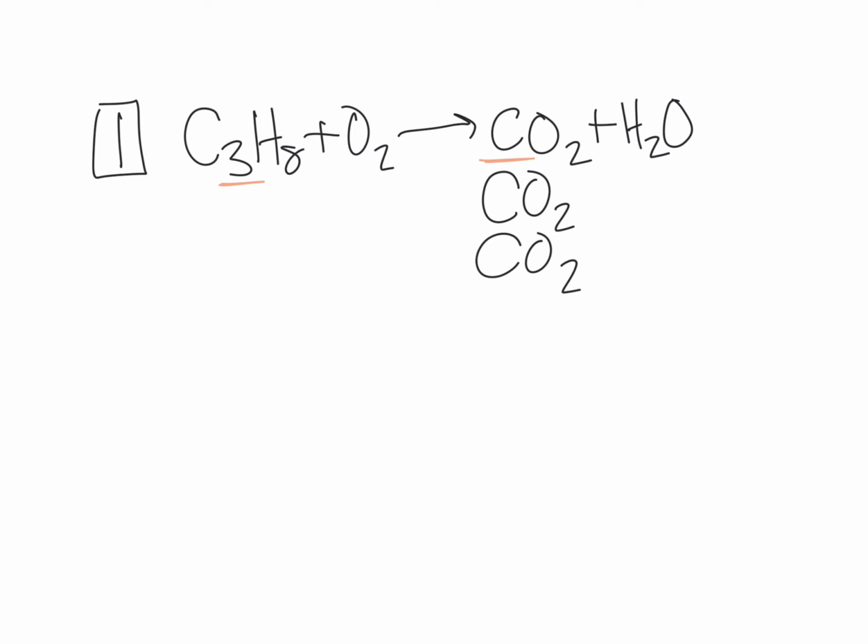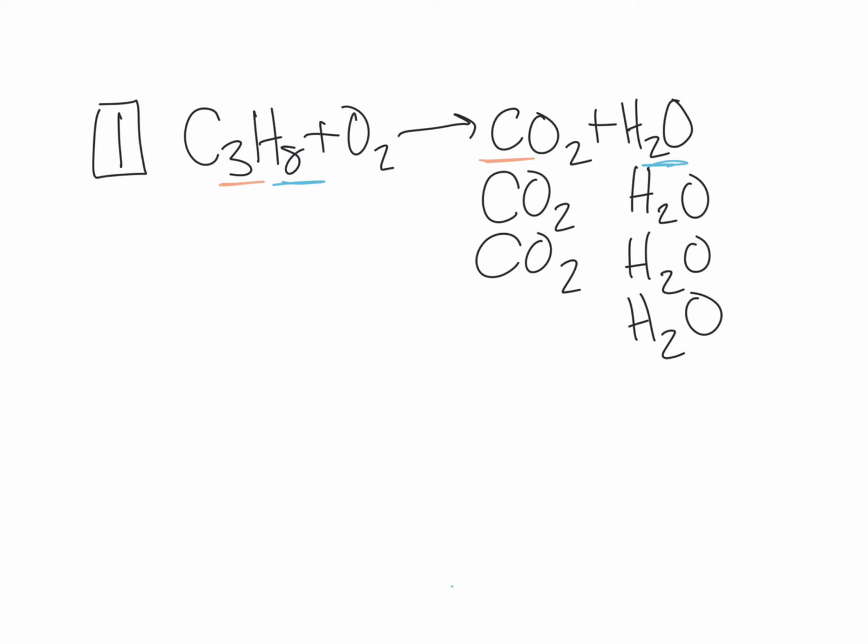The next element I want to look at is hydrogen. You can see that there are 8 hydrogen on the left side and 2 hydrogen on the right. So obviously, the right-hand side is going to need some more hydrogen, which we'll add as H2O. To get the right-hand side all the way up to 8 hydrogens, we're going to have to add 3 more H2O molecules for a total of 4. This means we have 8 hydrogens on the left side and 2, 4, 6, 8 hydrogens on the right side. So hydrogen is also balanced.